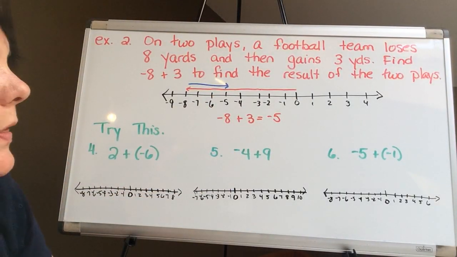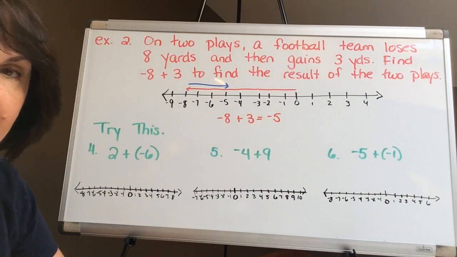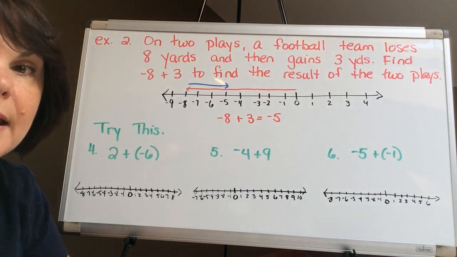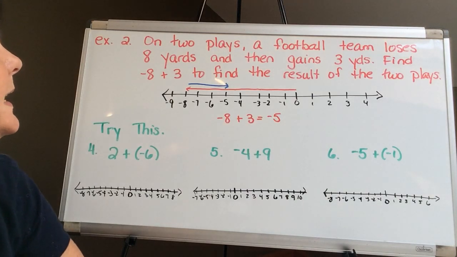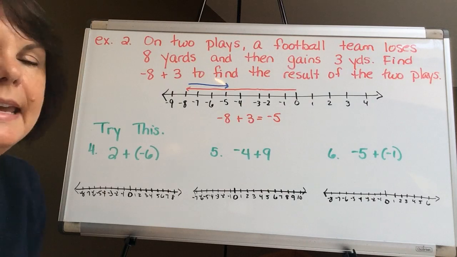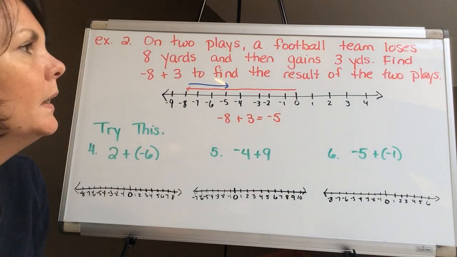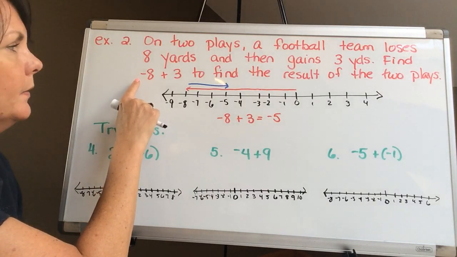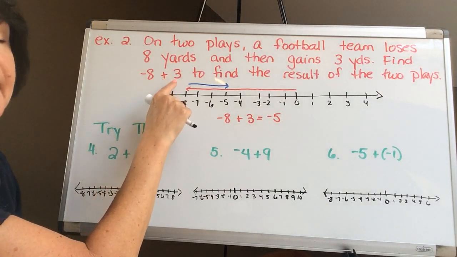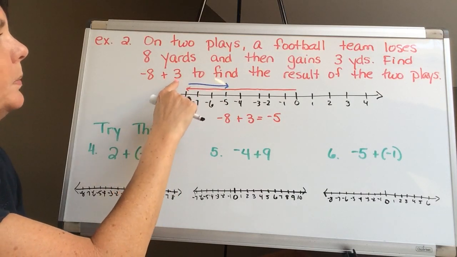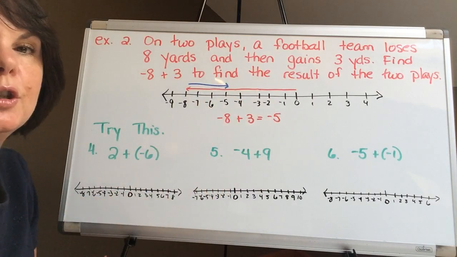Another way you could look at this is using a number line. Some people like the zero pair chips, some people prefer the number line. Okay, so this is a word problem. On 2 plays, a football team loses 8 yards and then gains 3 yards. Find -8 means it lost, that's why it's a -8 yards. But then it gained, so that's a +3. So find -8 plus 3 to find the result of the 2 plays.